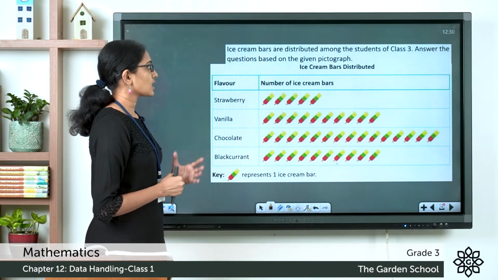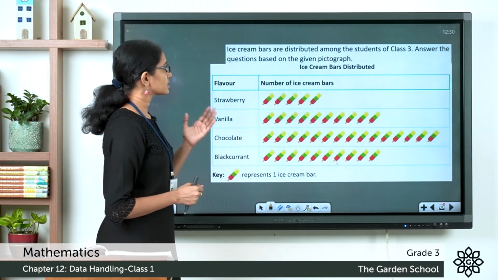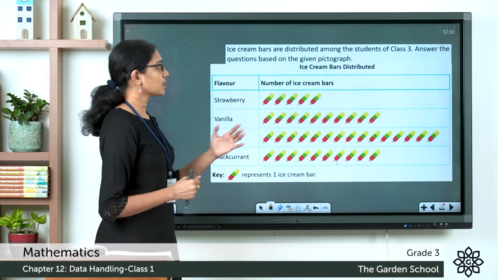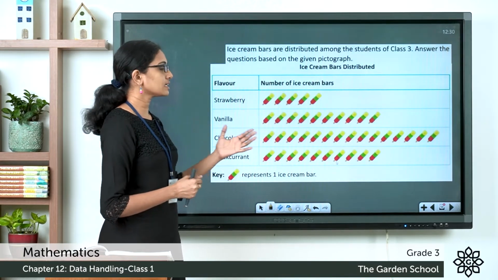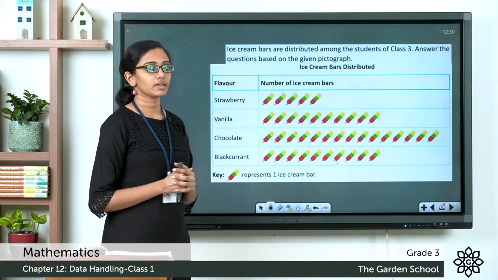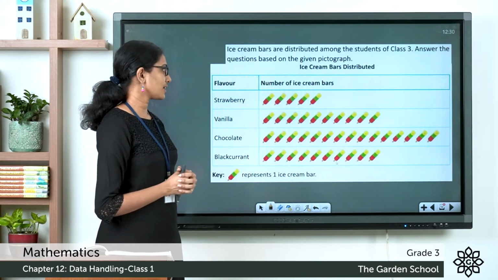Ice cream bars are distributed among the students of class 3. Answer the questions based on the given pictograph. So here you are given one pictograph, and you have to study this pictograph and answer the questions given there based on it. So let's have a look at the pictograph given here.